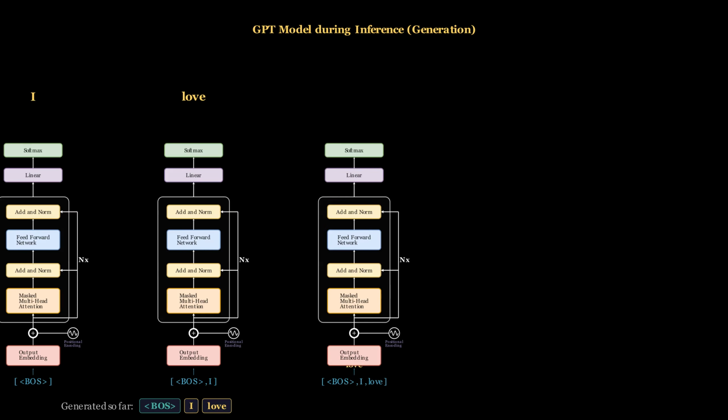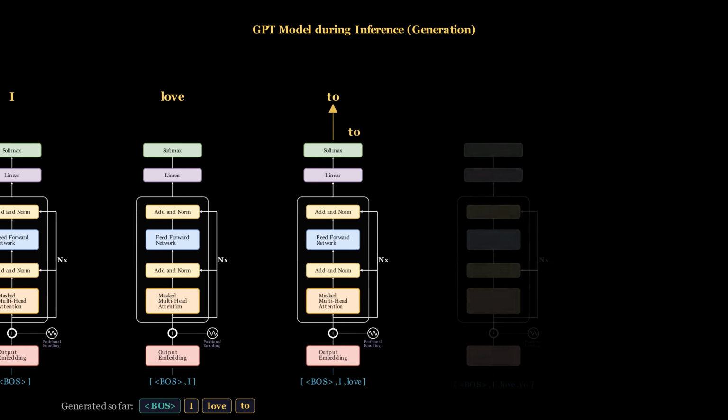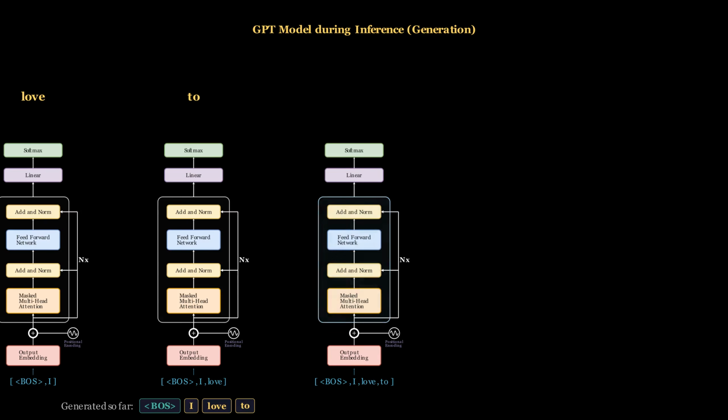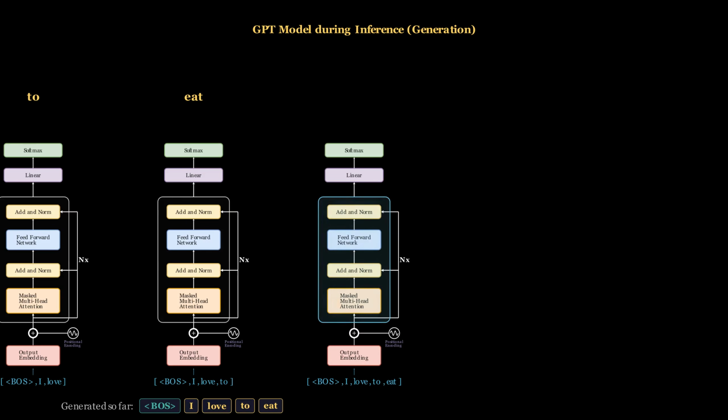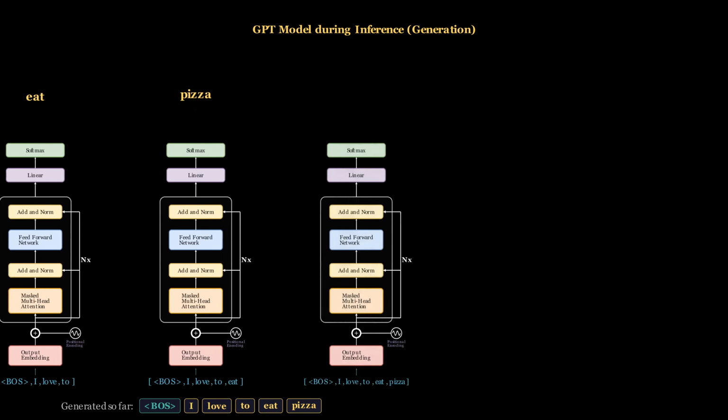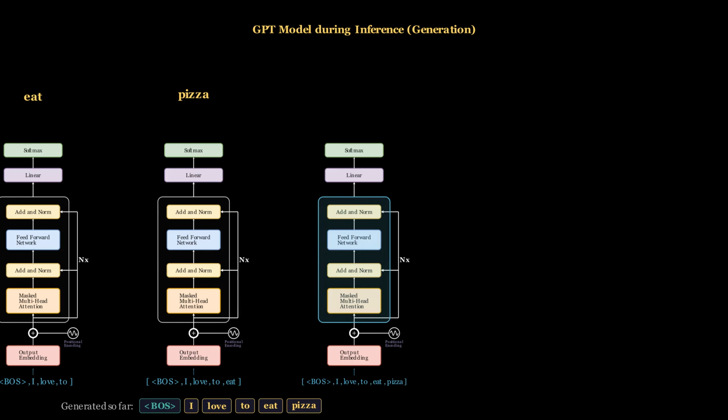Next, we add love to the input list. The decoder processes all three tokens together and generates to. Now we add to to our sequence, again through the decoder, and we get eat. Next, we feed the token eat into the input list. The decoder processes them and generates pizza. Finally, we give it the full sequence so far. And this time, the decoder generates the EOS token, end of sequence. That means generation is complete.